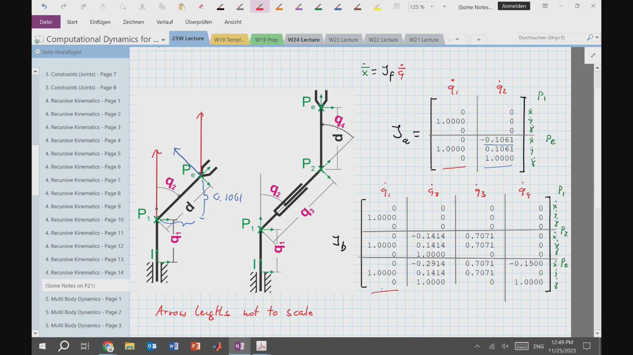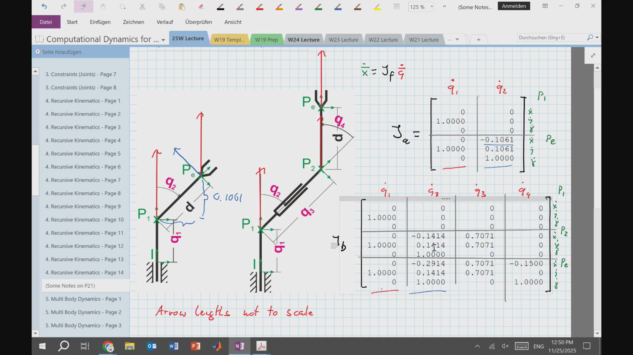But same idea. If I move Q1, everything is just going to translate upwards. This guy, and that guy. If I move joint Q2, P1 is not going to be influenced. Again, this triangular structure.